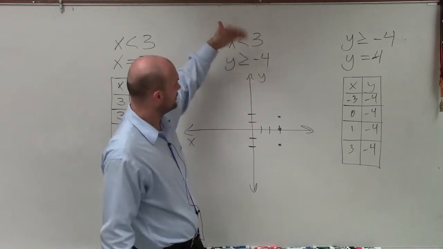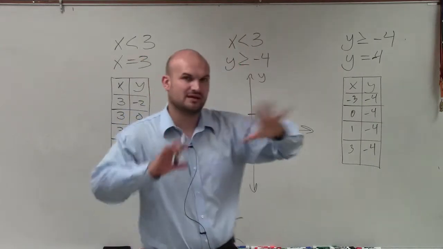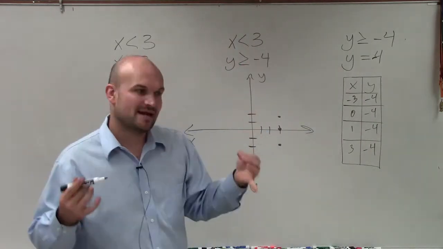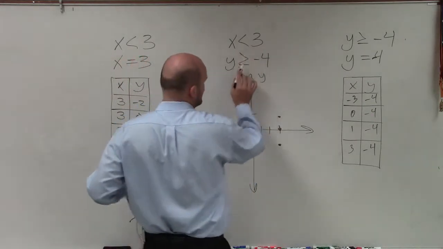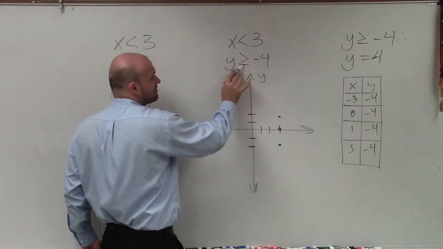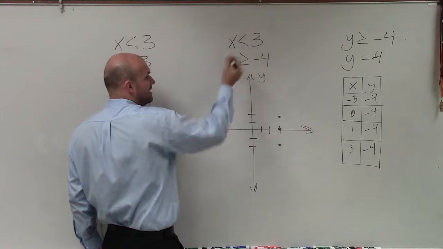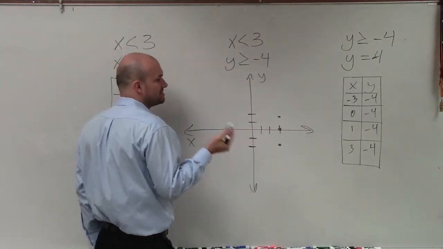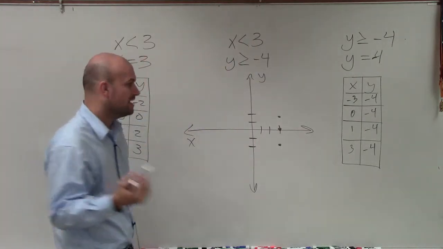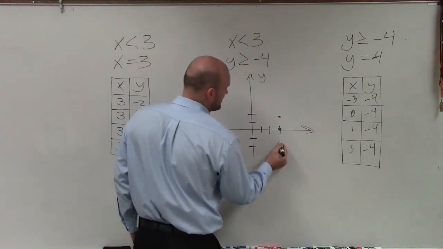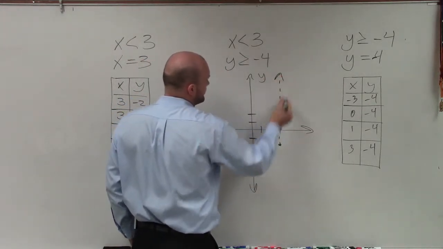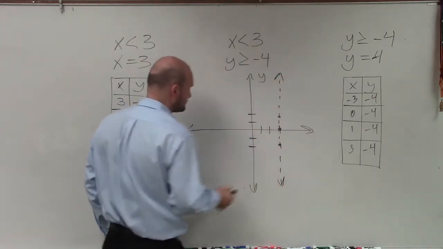Now I go into my inequality, and I just look at the inequality symbol. Forget about whether it's less than or greater than. The important thing to understand is it's not equal to, right? It doesn't have the bottom line there. So since it's less than and not less than or equal to, this boundary line is not going to be a part of the solution. To represent that, I'm going to use a dashed line.